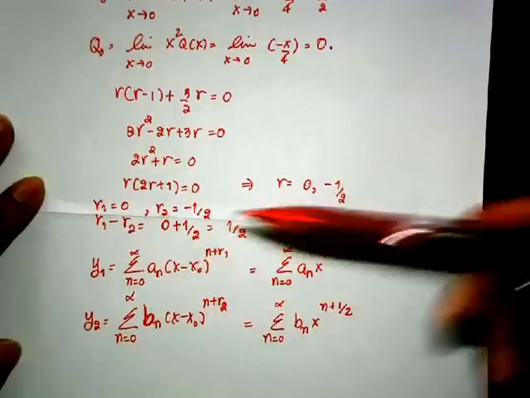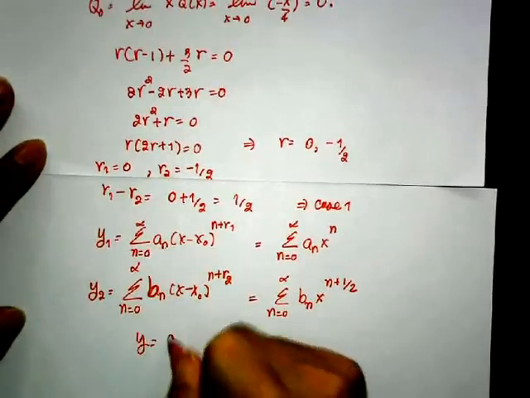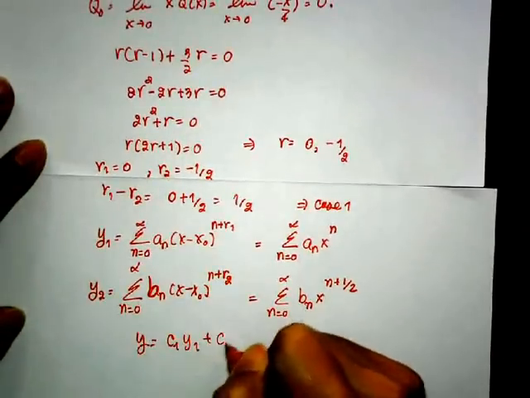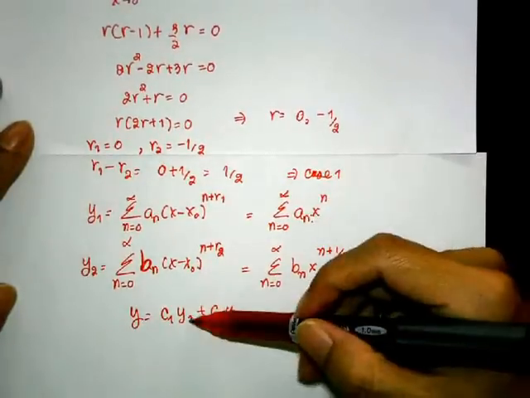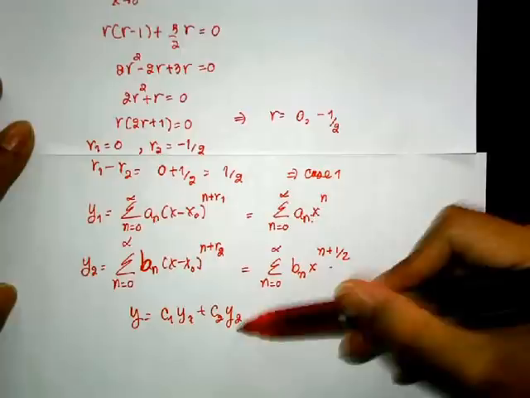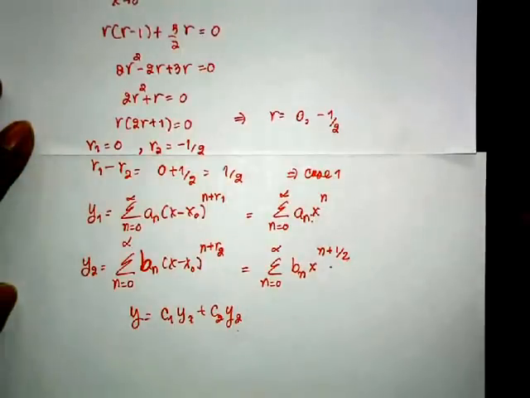Now our answer would be in the form of y equal to c1 y1 plus c2 y2, right? Whenever we know the an, then we know y1, and whenever we know the bn, then we know y2, and that would be it.